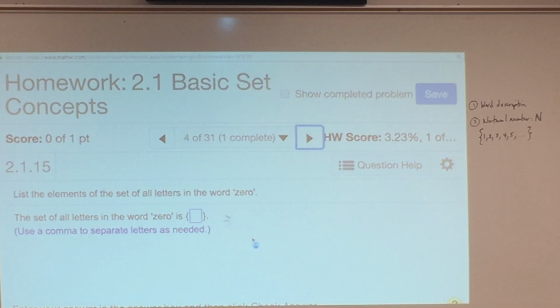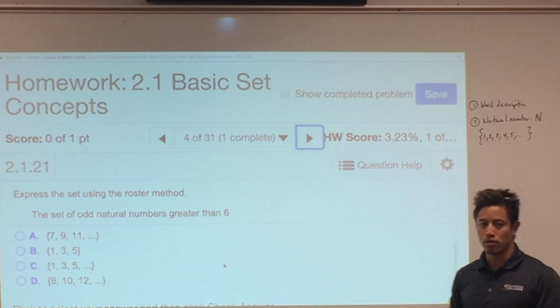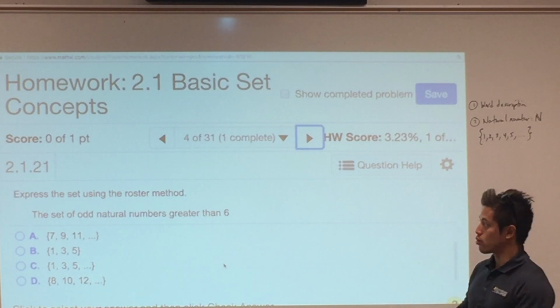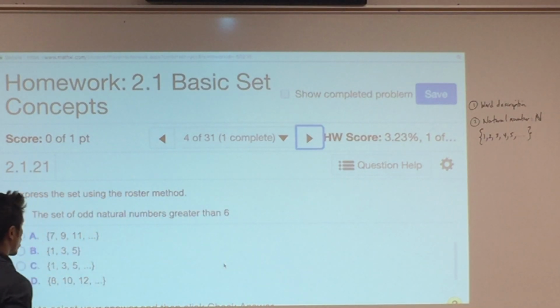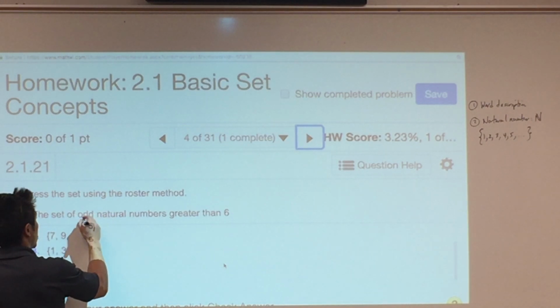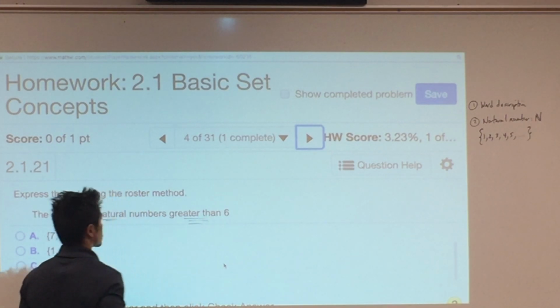So hopefully you guys are plugging away on your homework at the same time. Let's take a look at this one. Now that you know what natural numbers are, now that you know how to build a set, now that you kind of understand the language, right? I think we can do this problem. The set of odd natural numbers greater than 6. So there are 3 criteria here. Odd, natural, and greater than 6.